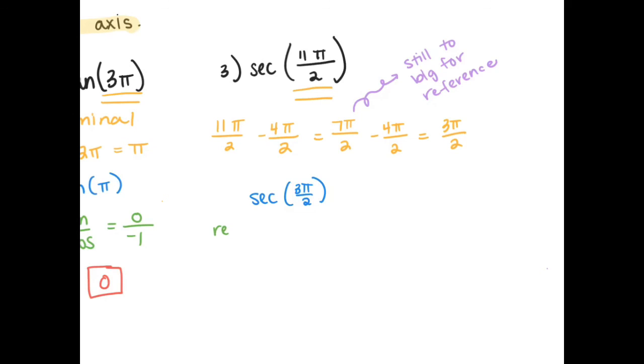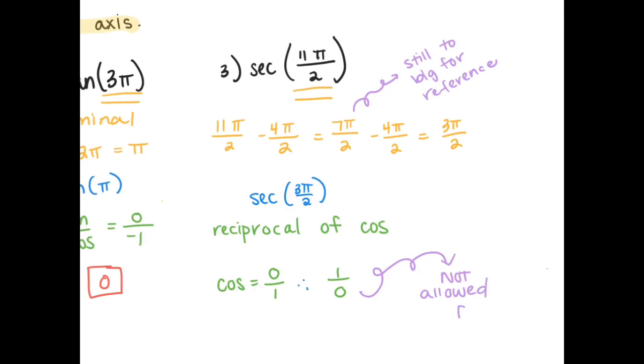So when I have secant 3 pi over 2, I want the reciprocal of cosine, sorry. So when I do the reciprocal of cosine, that is going to give me 1 over 0, which is not allowed. 0 is never allowed in the denominator of a fraction, ever. Okay, so when that happens, your answer is undefined. My little song that I like to sing is 0 on the top is okay. 0 on the bottom, no way. Your turn.